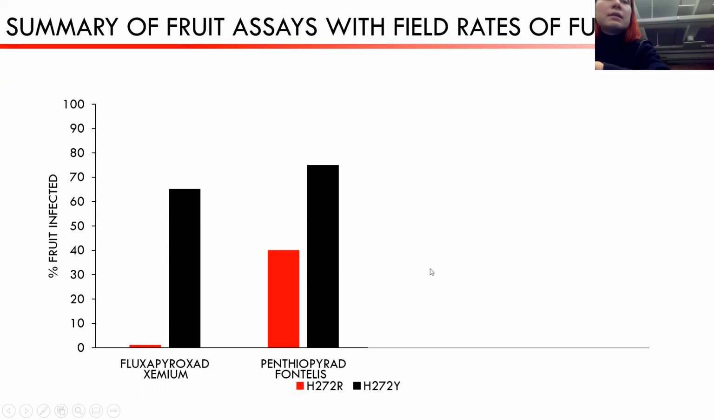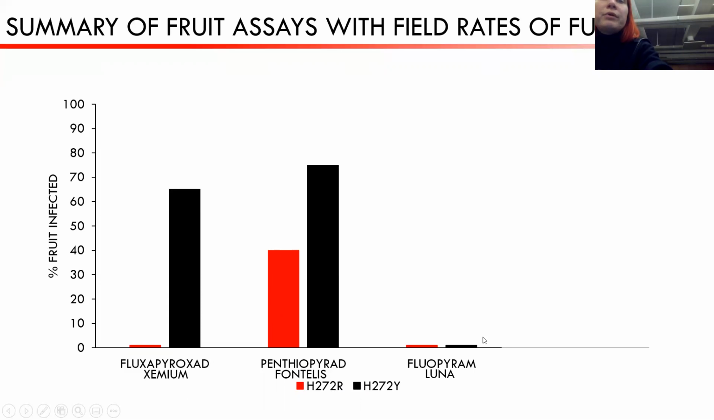Here we can see the results for Funtalis, or active ingredient pyriofenone fungicide. Again, when a fruit was inoculated with Botrytis strain that carried HU72Y mutation, or black bar, more than 70% of fruit had infection on them. And about 40% of fruit that was infected with isolate carrying HU72R mutation also had rot on them. So there was incomplete control of HU72R isolate by Funtalis.